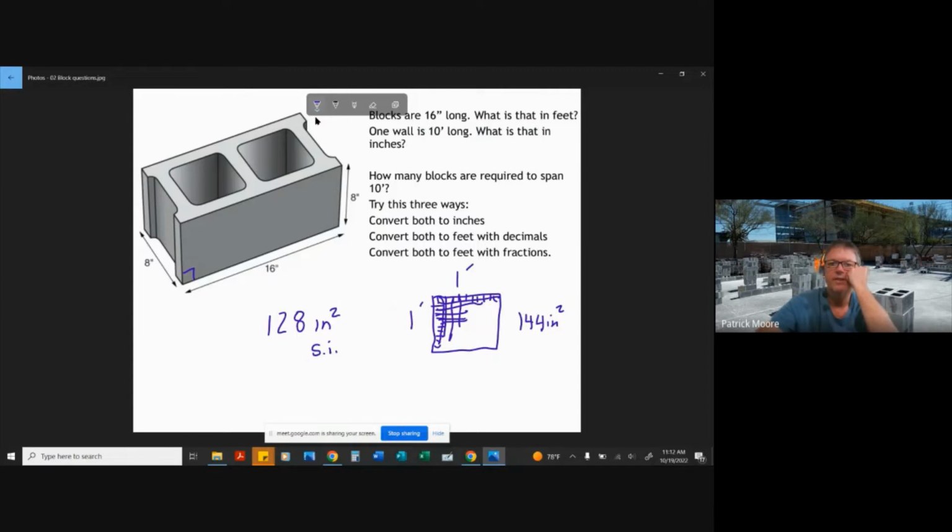If somebody's already figured out that you have like 400 square feet in your wall, then you're going to need more than 400 blocks, because you have 400 of these, and one of these is less than one of these, so you're going to need more of these. You're going to need maybe 500 blocks. It's just an estimate.